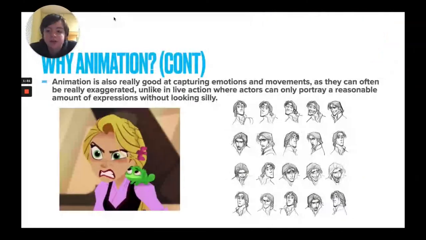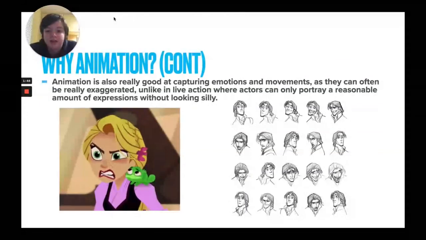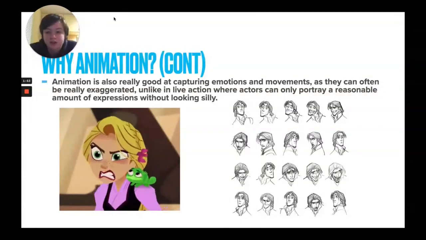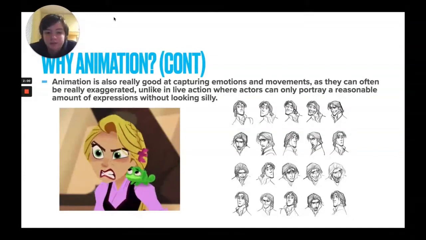Animation is also really good at capturing emotions and movements, as they can often be really exaggerated and over-exaggerated. Unlike in live action, where actors can only portray a reasonable amount of emotions without looking silly, animation is kind of not held to that thing and is sort of allowed to express in more exaggerated ways.